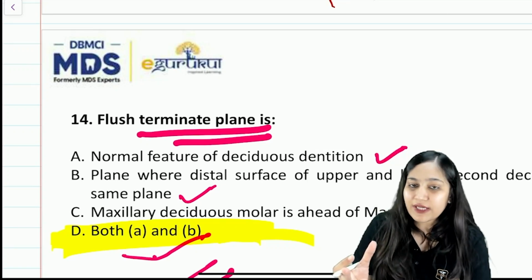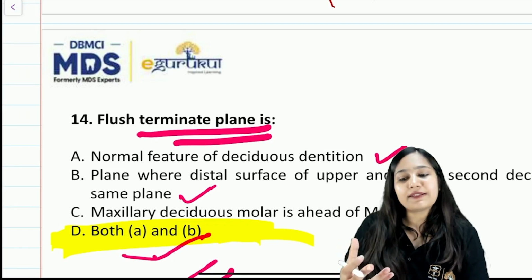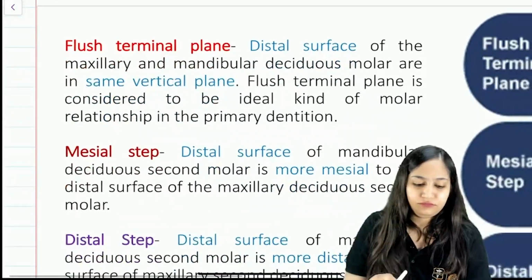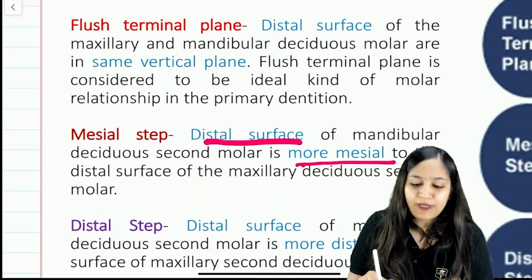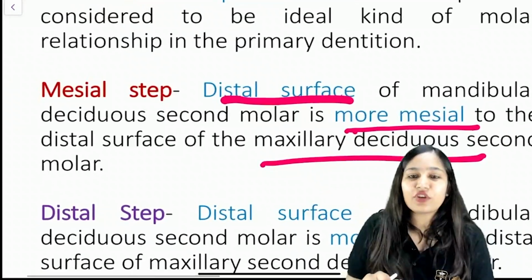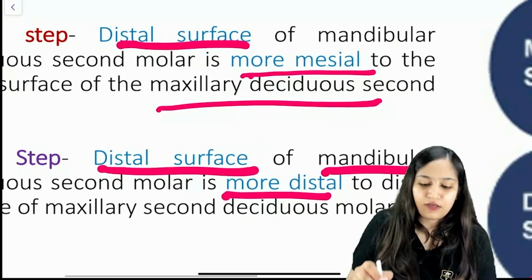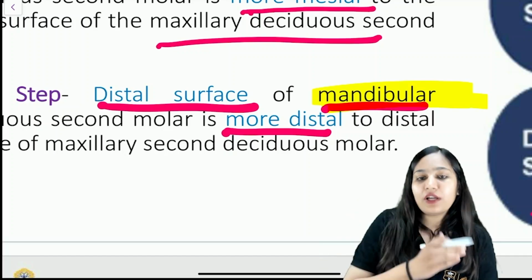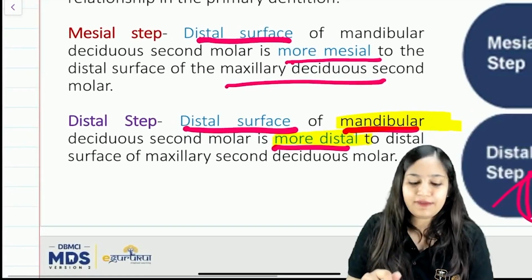It is a part of deciduous dentition and it is mainly a relationship between the distal surfaces of maxillary and mandibular molars. So in mesial step, the distal surface is more mesial as compared to the maxillary tooth. While in case of distal step, the distal surface of the mandibular second molar is placed more distally than the distal surface of the maxillary second molar.